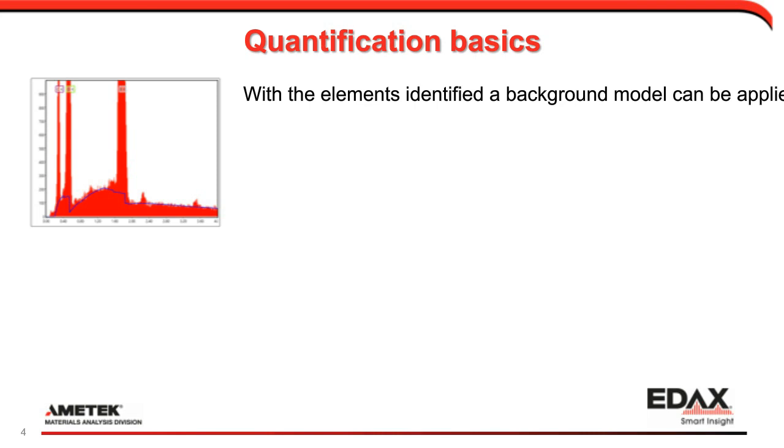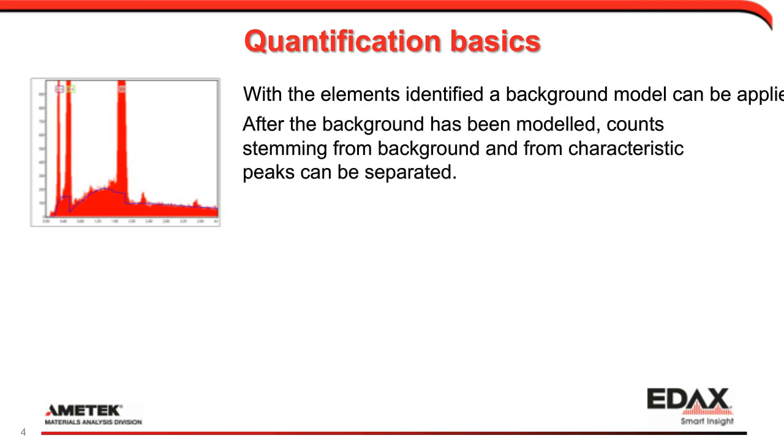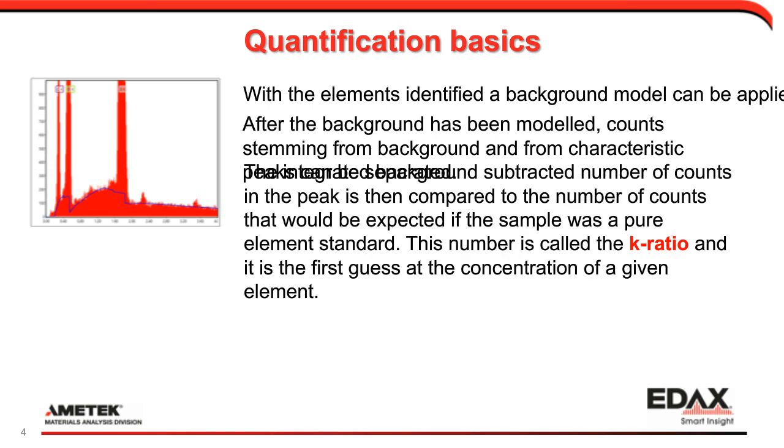Once we've modeled the background, then we can separate out which counts in the spectrum come from background and which counts come from the characteristic peaks. So really figuring out how many X-rays we got from silicon, how many we got from oxygen. We integrate up over the width of the peak for the different elements, and then we compare that number of integrated counts to the number of counts we would expect if we had a pure element standard in there. So if we had a pure silicon sample under the exact same conditions, how many counts would we get? And then we scale that relative to the counts we got in this sample.